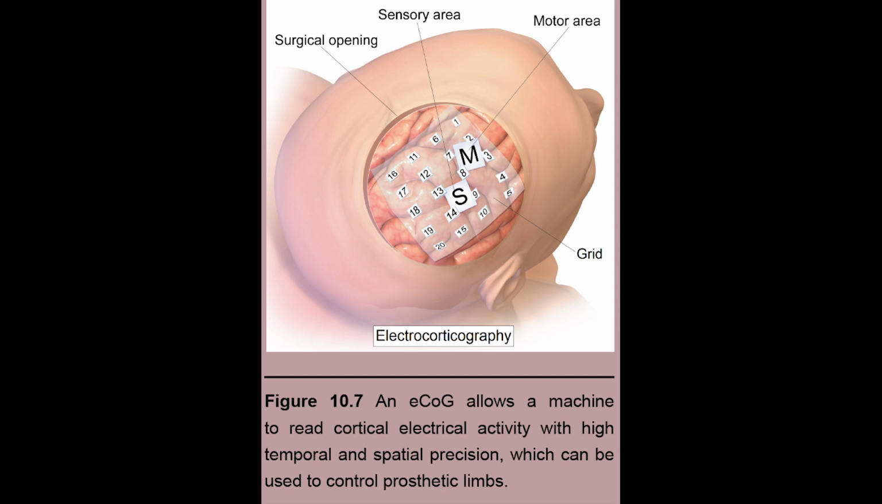Electrocorticogram grids have already been successfully implanted in people with tetraplegia, allowing them to control external devices such as a cursor on a screen or a prosthetic limb.